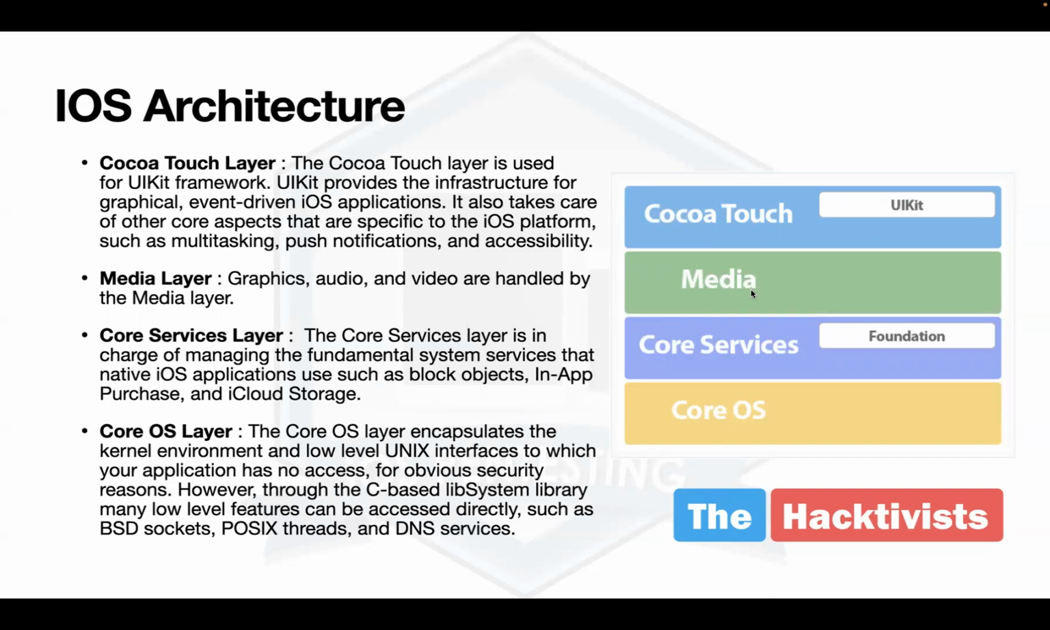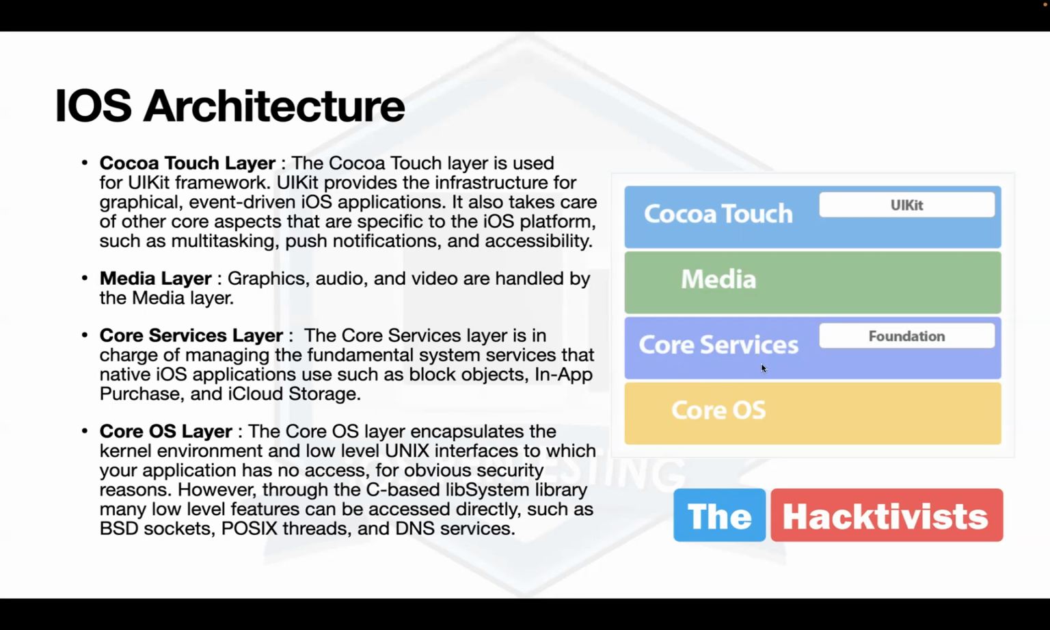The next one is the media layer. When it comes to the media layer, all the graphics, audio and video are available here. The application makes use of the media layer to show us videos, give us audio, and display all the graphics within the application itself.